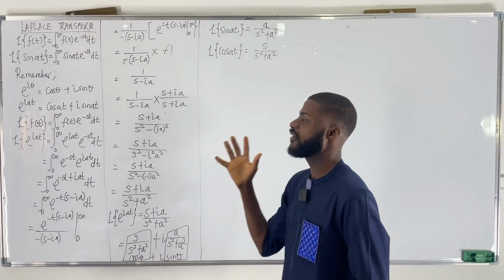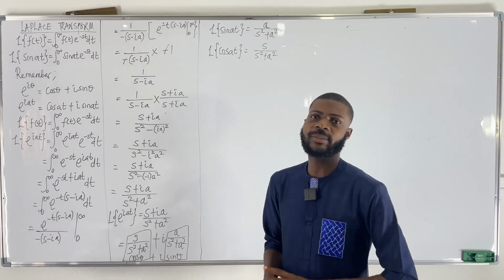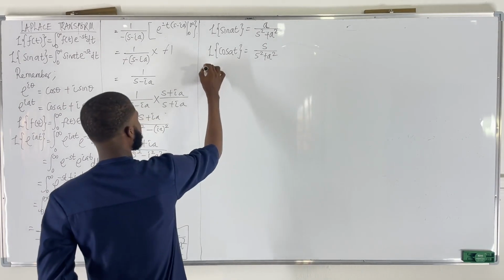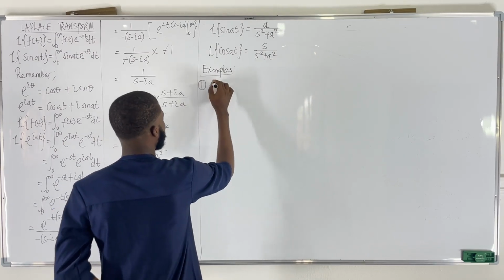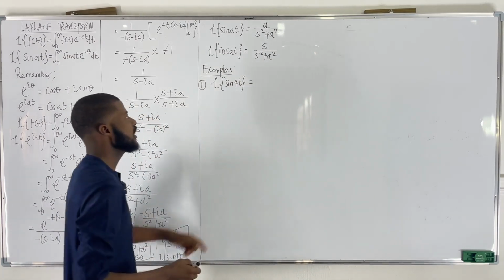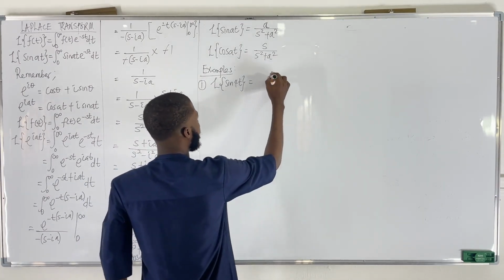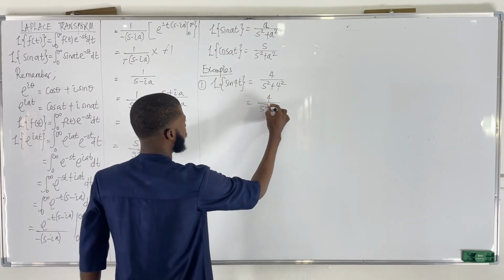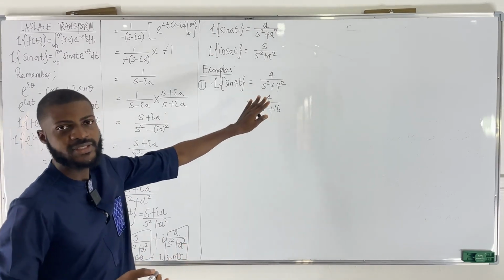All right. So we've now found the Laplace transform of sine and cosine. Now let's do something amazing. Let's take some examples so we use them as practice. For the first one, let's take the Laplace transform of sine 4t. In this case, a is 4. So this will become 4 over s squared plus 4 squared, so that will be 4 over s squared plus 16. With this, you have found the Laplace transform of sine 4t.